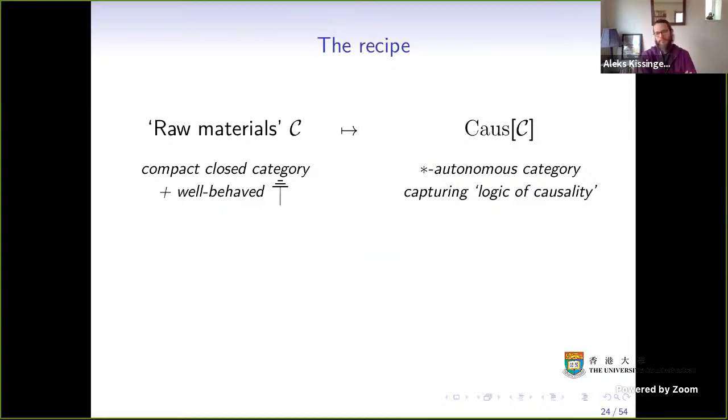Okay, so the recipe for getting a kind of nice theory which contains good higher order structures, which are really causally meaningful, is the following. So I start with a kind of raw materials category, which is compact closed, and it has a discarding. And I do something to it. So I start with this kind of raw material category C, and I do something to it to get this category Caus of C. Now this thing is star autonomous, and the thing that lies inside of this category is a kind of logic of causation.